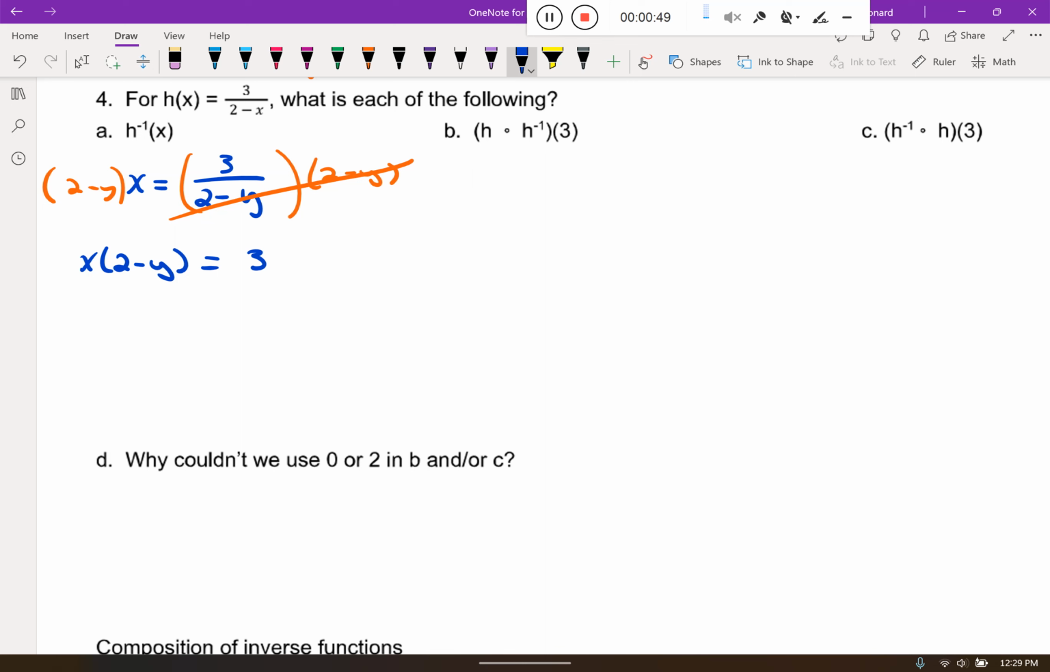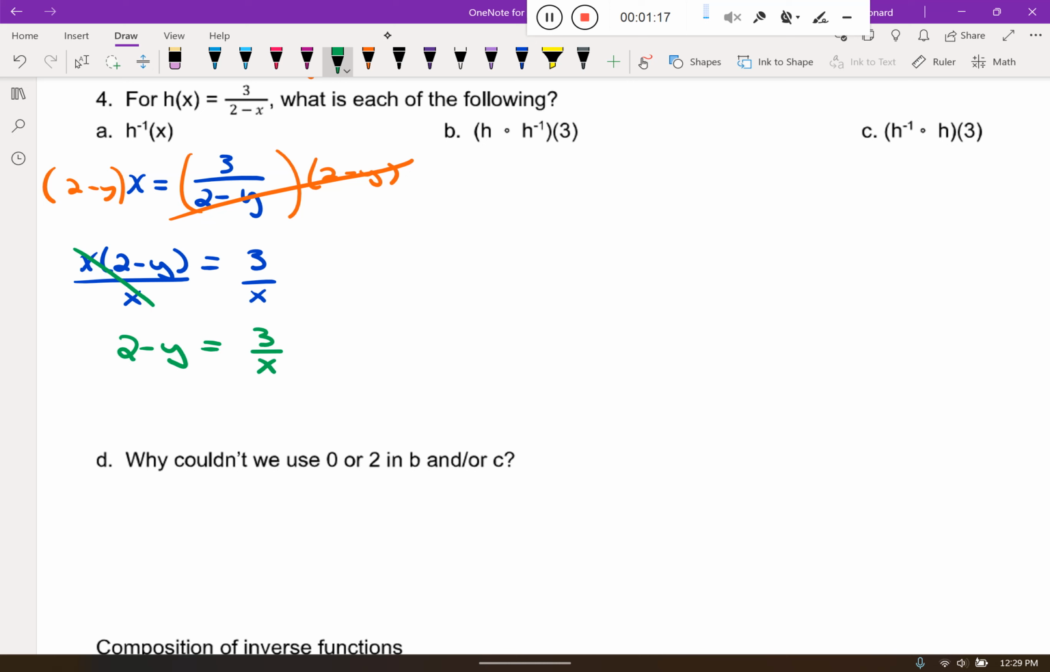Now, your first instinct will probably be to distribute, but remember, what we're trying to do is get y alone. If I distribute, I'm getting the x even closer to the y, which is actually creating new problems instead of simplifying the situation. So what I actually want to do next is divide both sides by x so that the x will leave this side. That leaves me with 2 minus y equals 3 divided by x.